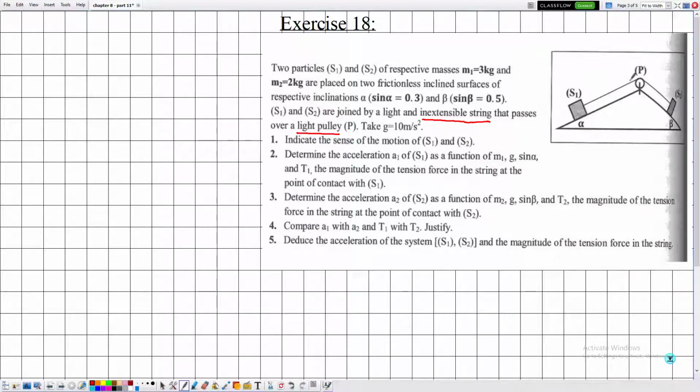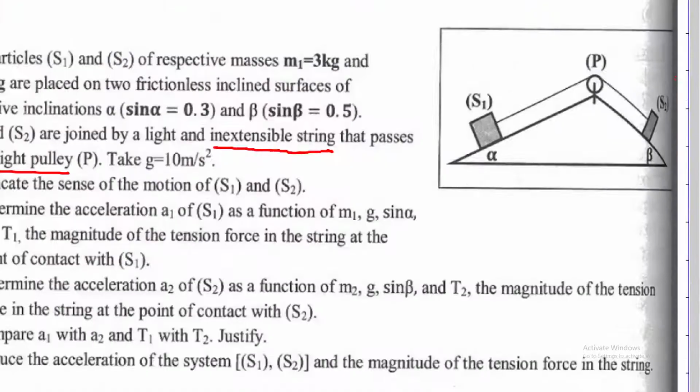Now notice that we have the solid S1. The mass of S1 is 3 kilograms, and sine alpha, which is the angle of inclination with respect to M1, is 0.3. We have the solid S2 of mass M2 equal to 2 kilograms, and the value of sine beta is equal to 0.5. And for sure the value of g is 10 meters per second square.